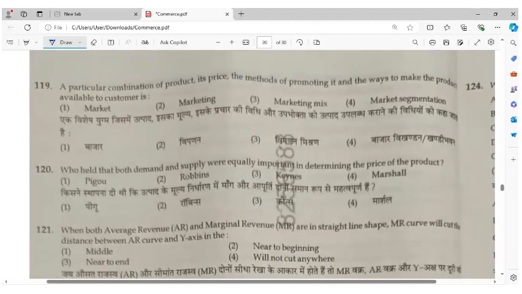The next question is about a particular combination of the product, the price, the method of promoting it, and the way to make the product available to the customer. The right answer is that it is part of the marketing mix. What we are doing here is combining product, price, method of promotion, and place to make it available to the customer. So this is a mix of marketing.